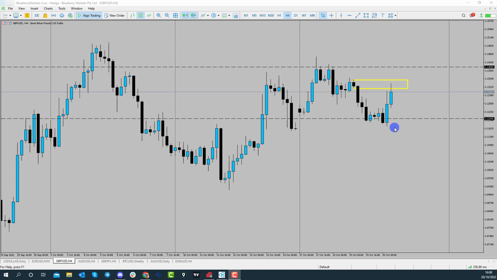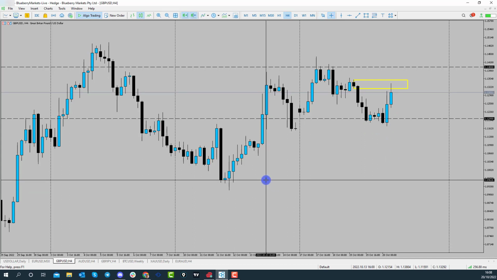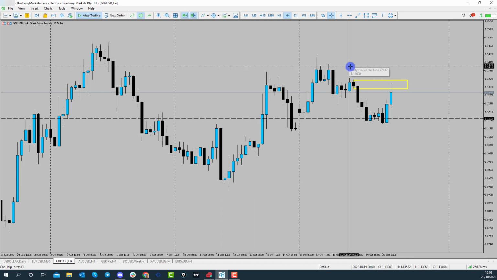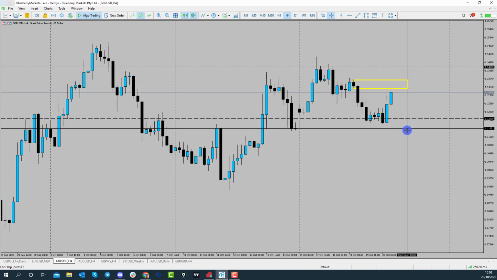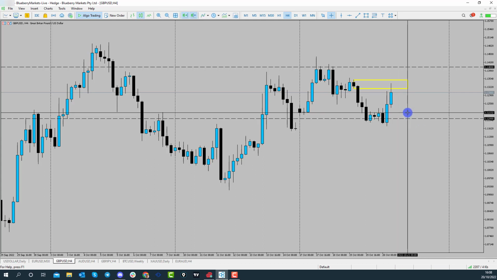If price was to take out that 112, we could easily come back down into the next level of support, which is the 1.0960 handle. So that's definitely something to consider, but I'd set some alerts above each high here and just wait to see what happens. I think pound is a very tricky market to trade at the moment.